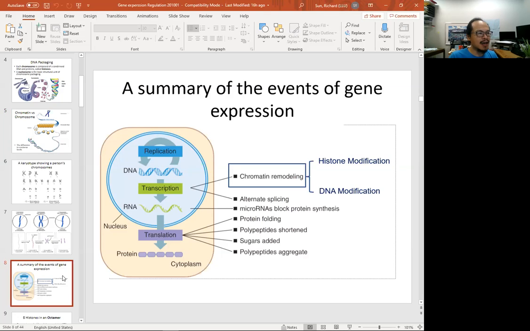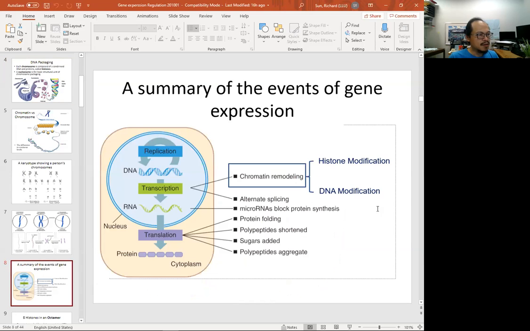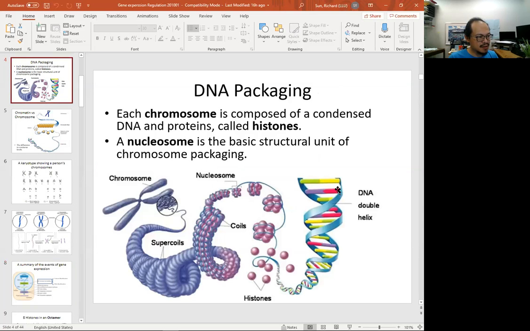Now, let's see how we do chromatin remodeling. Chromatin remodeling has two types. One is called histone modification, which works on the histone. The other one is DNA modification, which works on the DNA. So we have two modifications. Once we have this chromosome, cells can do several things. One is to modify the histone, the other is to modify the DNA. So let's see how it's done.